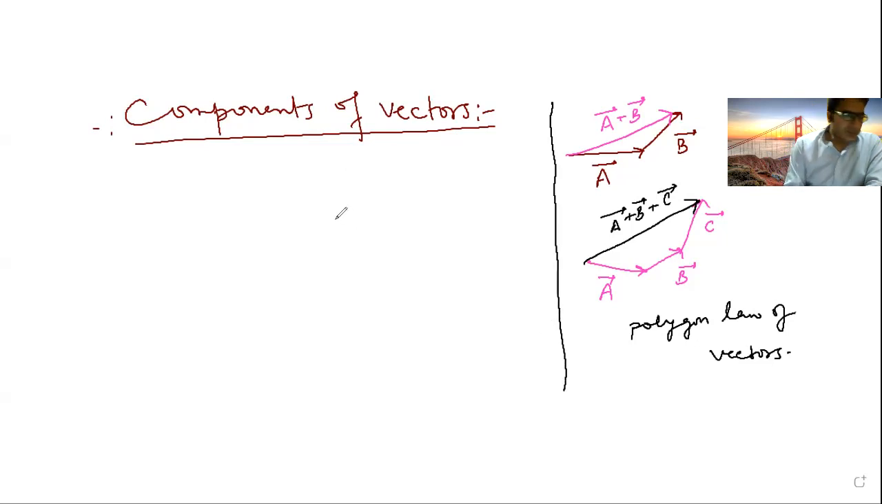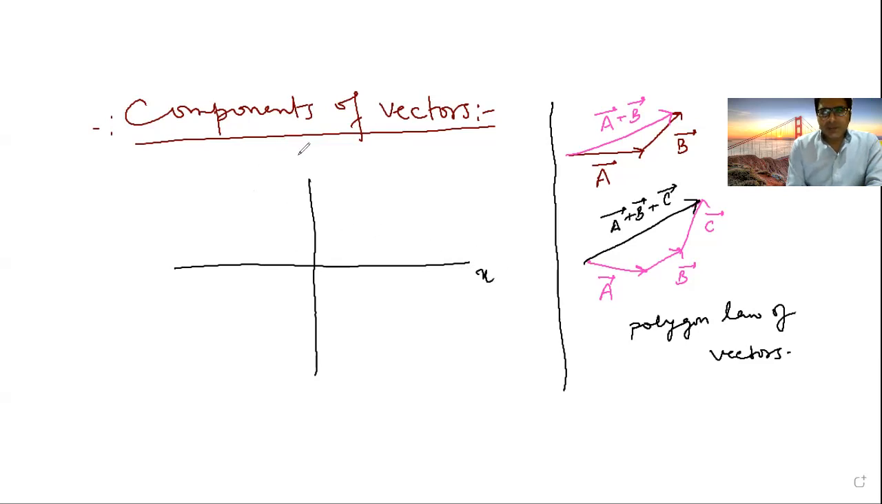See what we do. Let this be my xy plane, my coordinate system. We will consider two-dimensional vectors. So this is my x, this is y, this is negative x, and this is negative y. Suppose I have a vector A. Let A be my vector.